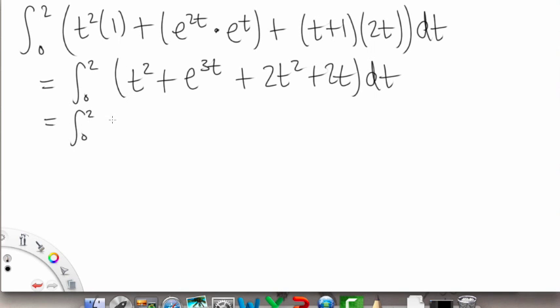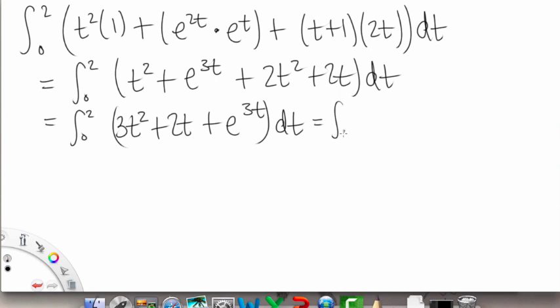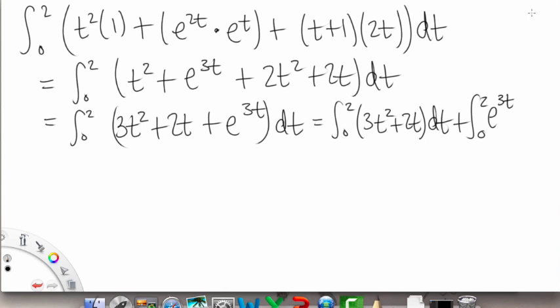So we have 0 to 2. We have 3t squared, 1 2t, and 1 e to the 3t dt. At this point, I'm going to break it down into two separate integrals. We have 0 to 2 of 3t squared plus 2t dt. And then for the last one, I'm going to isolate the e term.